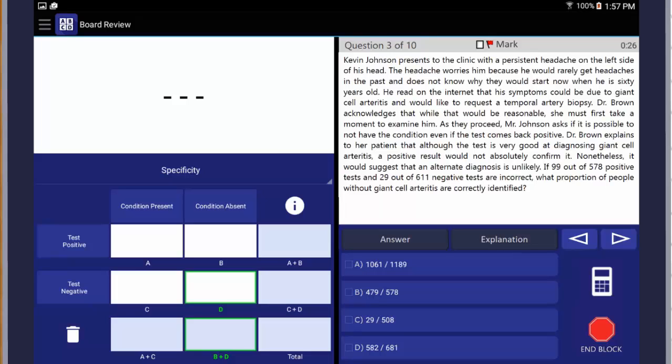This question does not provide us with the number of true negatives nor the total number of people without the condition. In order to determine those values, we will enter all the data provided into the Punnett square on the left. There were 578 positive tests, 99 of which were incorrect. That means that there were 479 true positives. There were 611 negative tests, 29 of which were incorrect. That means that there were 582 true negatives. Adding the number of false positives to the number of true negatives, we find that there were 681 people in total without the condition. Thus, the answer is D, 582 over 681.